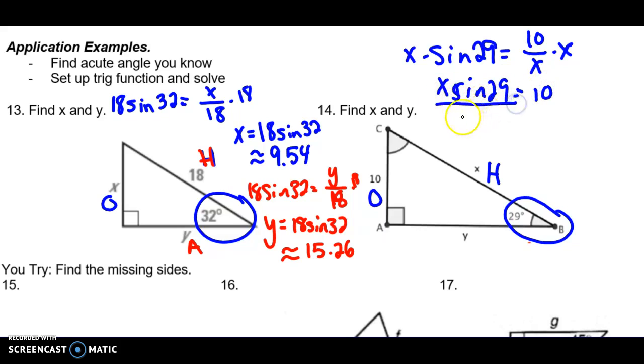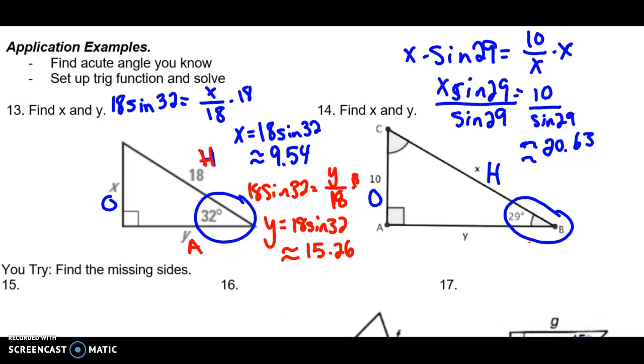To get x by itself, I'm going to divide by sine 29. You can't just divide by sine by itself. It is included with the angle. So 10 divided by sine 29, which is approximately 20.63.